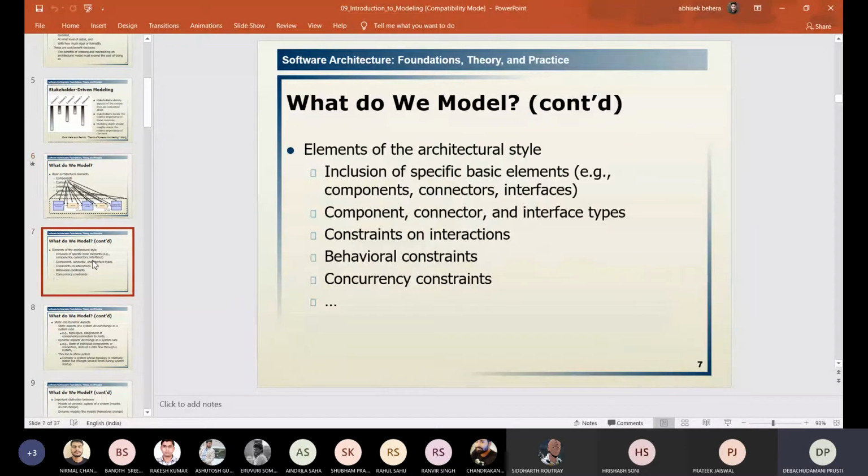Now, the component, connector and interface, their types. What are the types and the constraints between the components and connectors and their interactions? During the interaction between the component and connector, what are the constraints you are facing? Their behavioral constraints and their concurrency constraints. Okay, so these are some basic elements and their varieties we have to choose during the modeling of the architecture.